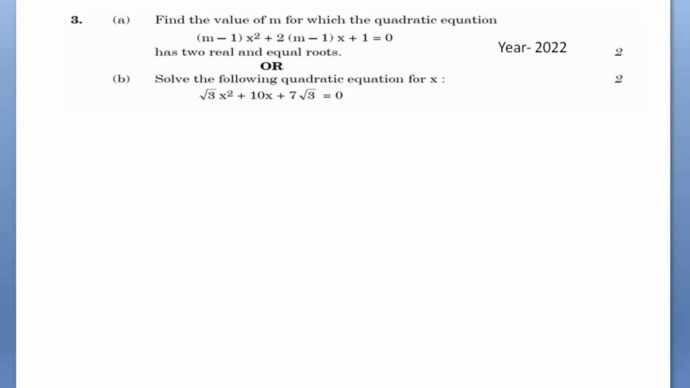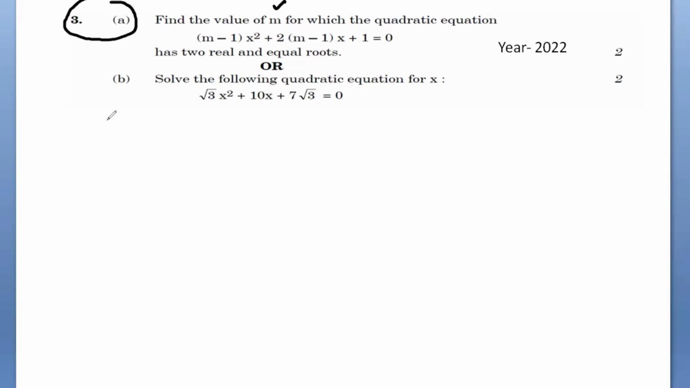Similarly, if you see question number 3a, the question says we have to find the value of m in this quadratic equation if it has two real and equal roots. So you will get this kind of question with different types of coefficients. In the previous question, the coefficient was p. We needed to find the value of p. In this, we need to find the value of m. So let's start with this question.